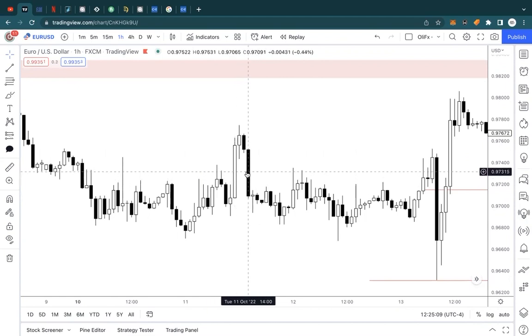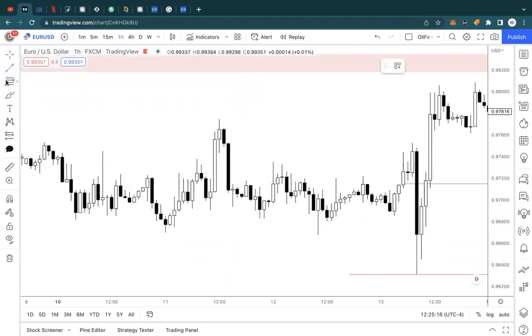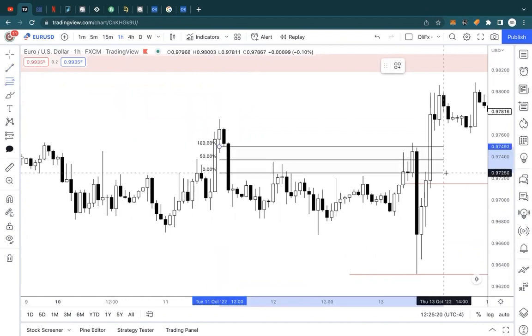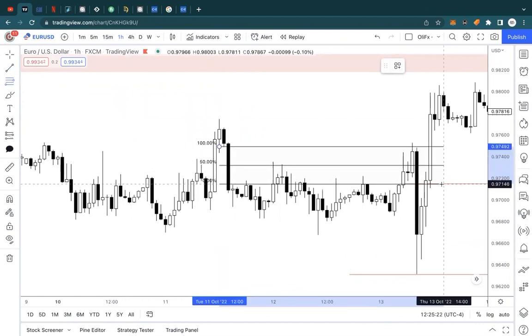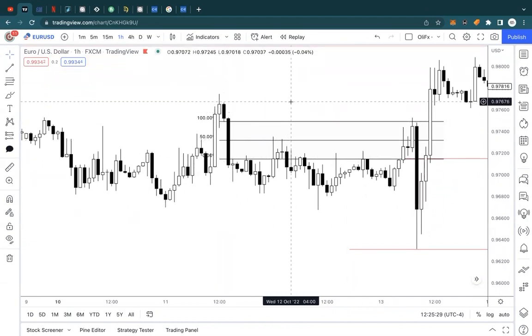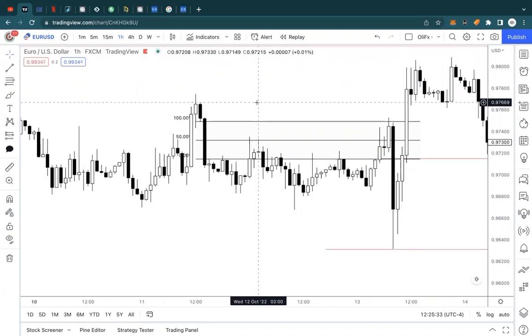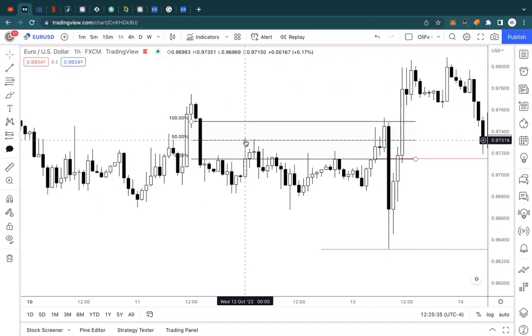So we have two imbalances next to each other. So if I draw this out, these levels of imbalances are stronger than the average imbalance because you have two. When you have two next to each other, that is when they are stronger than just an imbalance on its own. Now you can see here, we react from the 50% level in here.